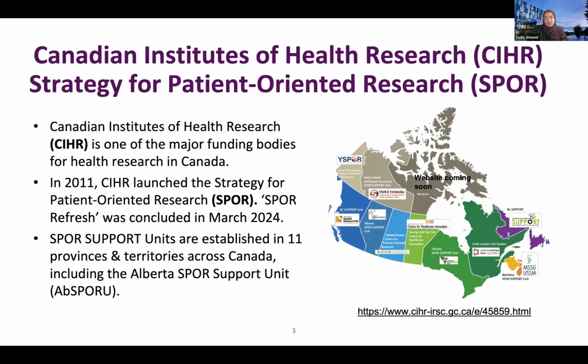Now, as for the Canadian Institutes of Health Research, CIHR, it is one of our major funding bodies for health research in Canada. And in 2011, CIHR launched the Strategy for Patient-Oriented Research, also known as SPOR. And then there was SPOR refresh, which concluded in March of 2024. The SPOR support units were established in 11 provinces and territories across Canada, which includes ours in Alberta, the Alberta SPOR Support Unit. So as you can see from the figure, these are where all the other SPOR support units are. Most of them do have their own websites, and others will be having their own website soon.